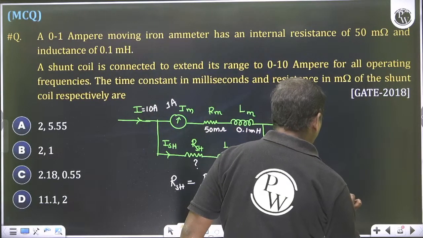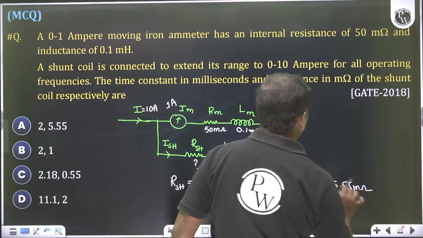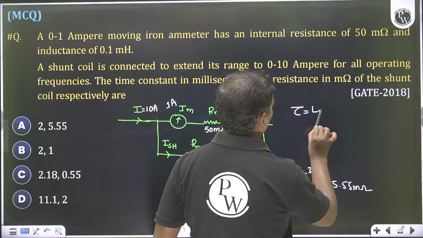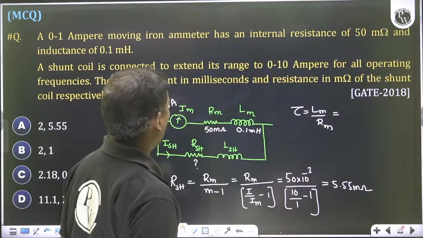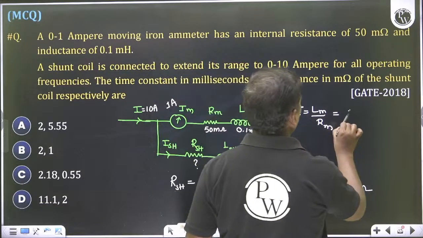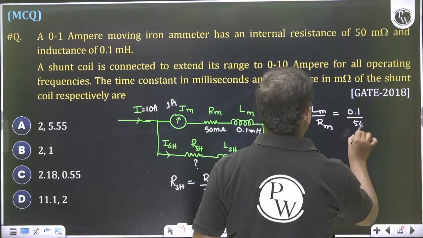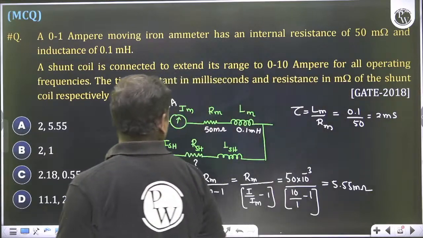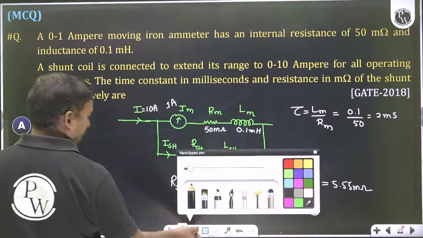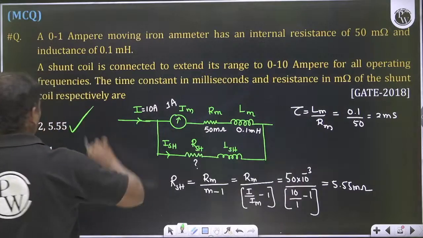This is 5.55 milliohms. And the time constant is Lm by Rm. So Lm by Rm means 0.1 milli by 50, that is 2 milliseconds. So the right answer is 2 milliseconds and 5.55 milliohms. So option A is the right answer for this question.